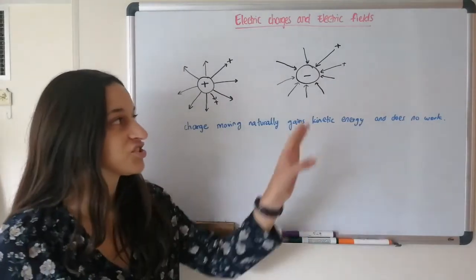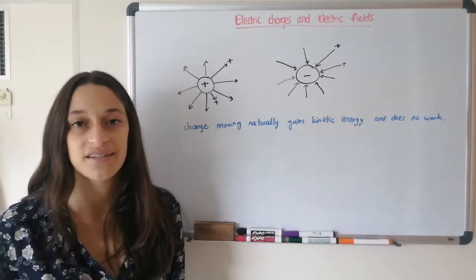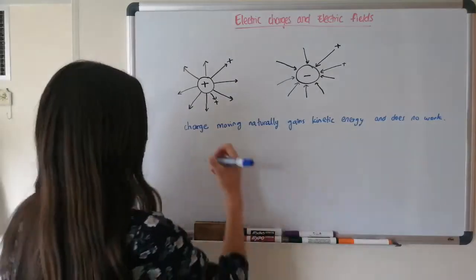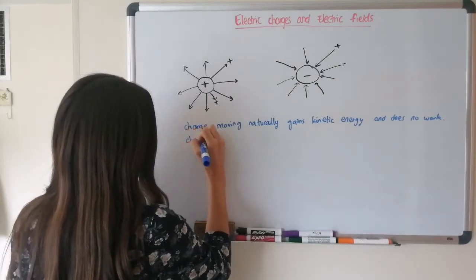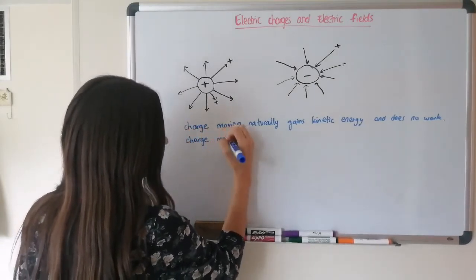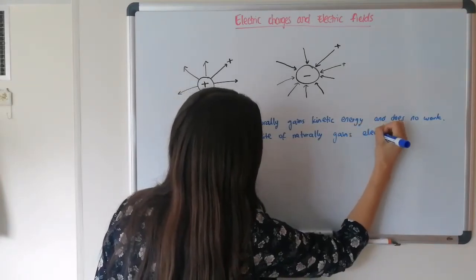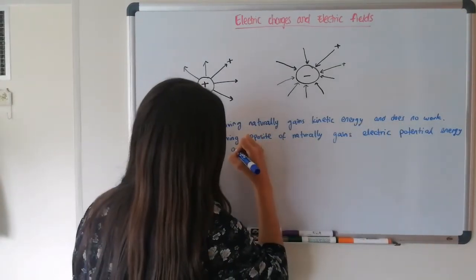The type of energy that charges gain when they move against the natural direction is called electric potential energy. So charge moving opposite from the natural direction will gain electric potential energy, and work has to be done.